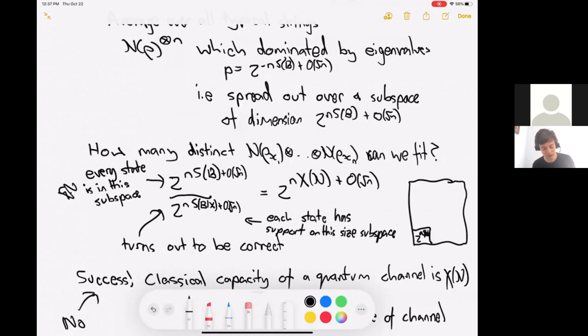So let's try that again. This little box has size 2 to the n S of B given X, and the whole big box that all of them have to fit in is 2 to the n S of B. So it's just a question of how many different boxes you can fit in there without things starting to overlap and you being unable to distinguish them all. Make sense? Yeah, I think so. Okay, any other questions?